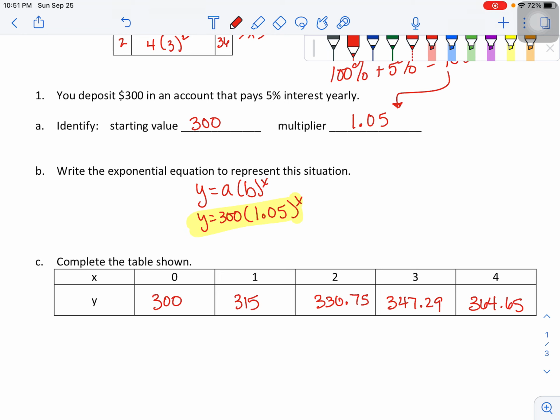I didn't do any negatives because we don't have negative amount of time, so I only went from 0 to 4.